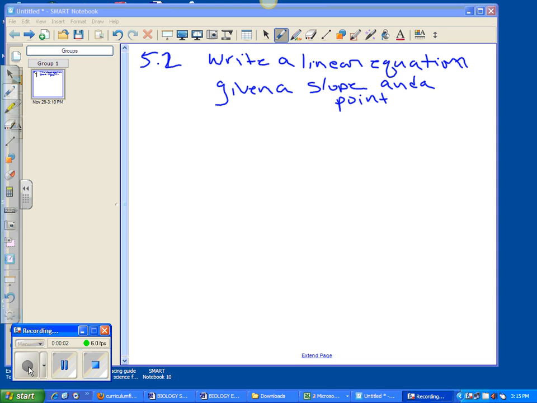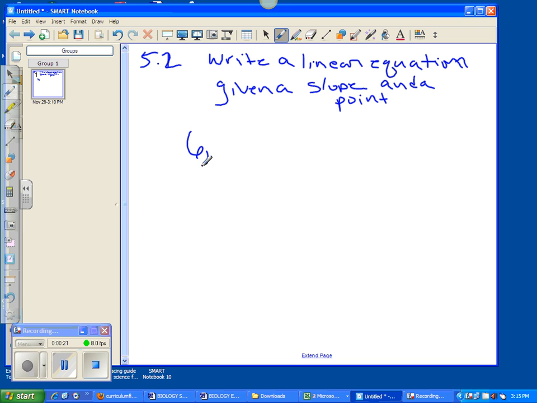So here we are at lesson 5.2. It's write a linear equation given a slope and a point. In this unit, typically you will be given the slope of a line, and here's an interesting example from the textbook, example 1, where they gave you the point (6, -3) and the slope of the line, or m, is equal to -2.